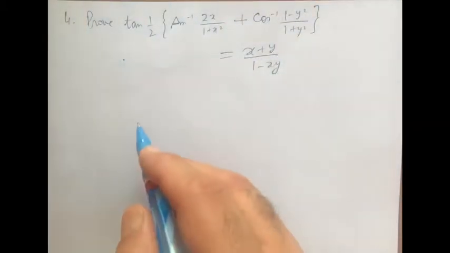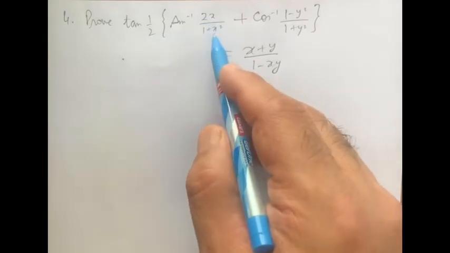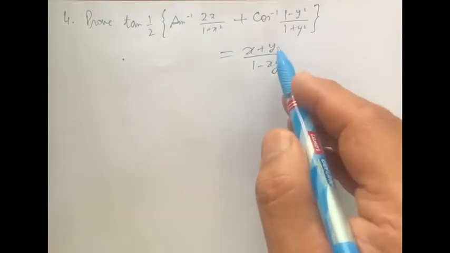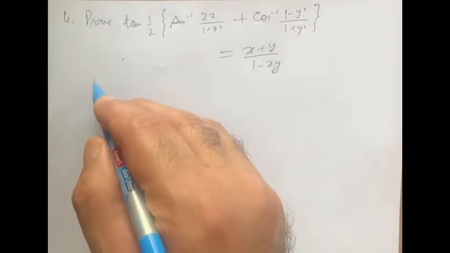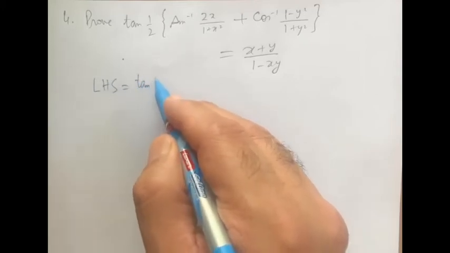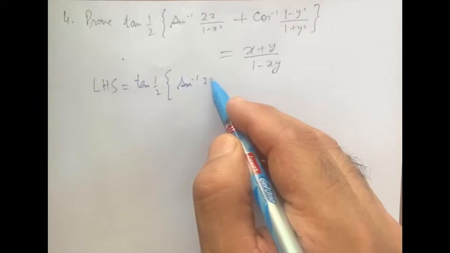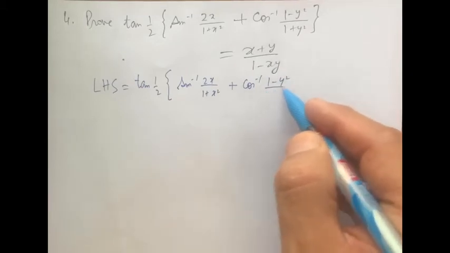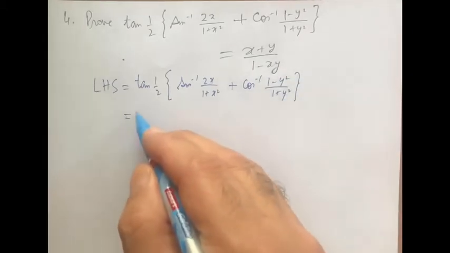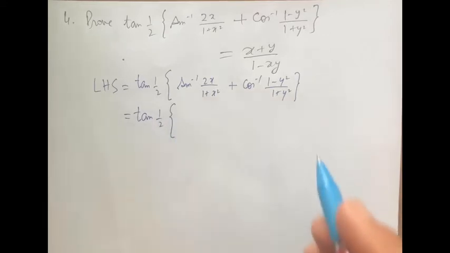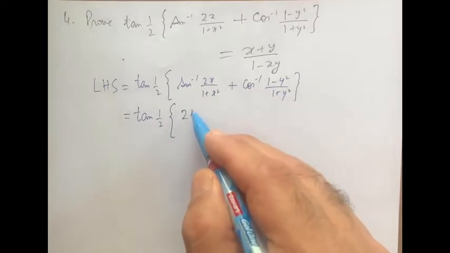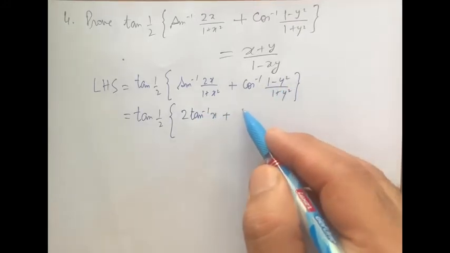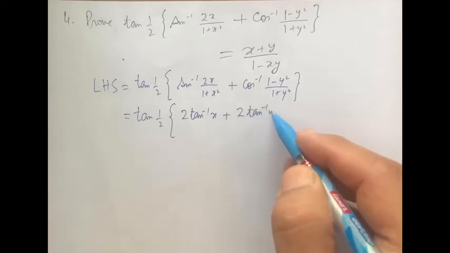The next one, we have to prove tan of half sine inverse of 2x upon 1 plus x square plus cos inverse of 1 minus y square upon 1 plus y square is x plus y upon 1 minus xy. So left hand side, this is tan 1 by 2 into sine inverse of 2x upon 1 plus x square plus cos inverse of 1 minus y square upon 1 plus y square. Sine inverse of 2x upon 1 plus x square is 2 tan inverse of x. Similarly, cos inverse of 1 minus y square upon 1 plus y square is 2 tan inverse of y.